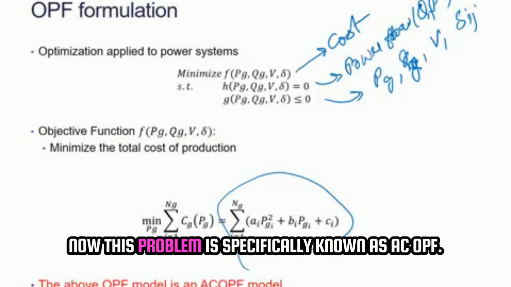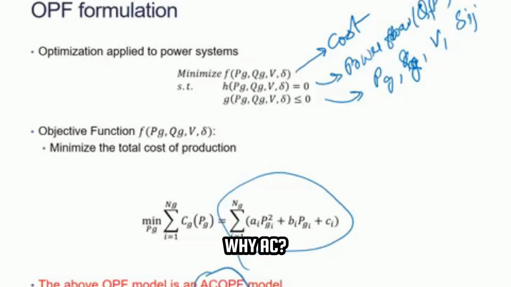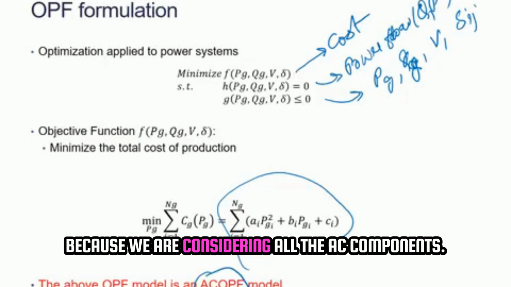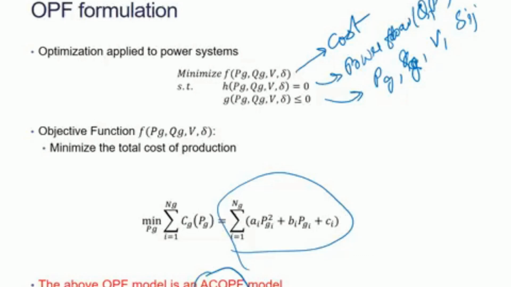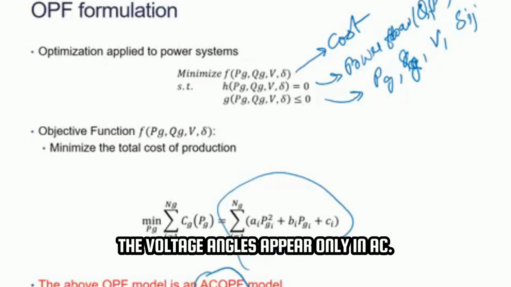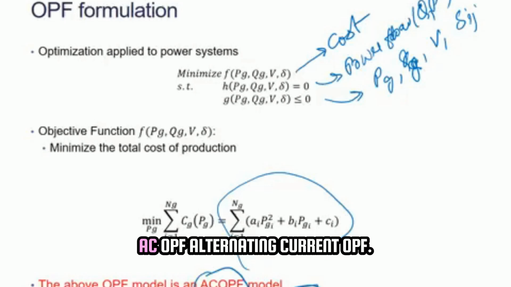Now this problem is specifically known as AC OPF. Why AC? Because we are considering all the AC components, because reactive power is only there in AC. The voltage angles appear only in AC. Obviously they are not there in DC. So this model is actually known as AC OPF, alternating current OPF.